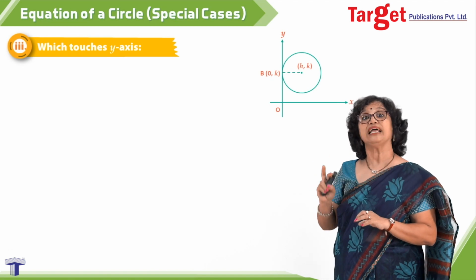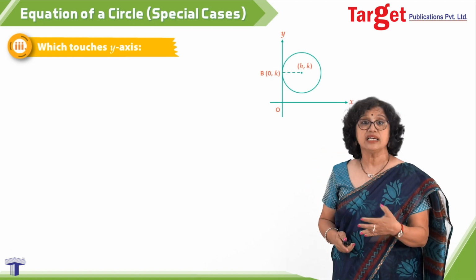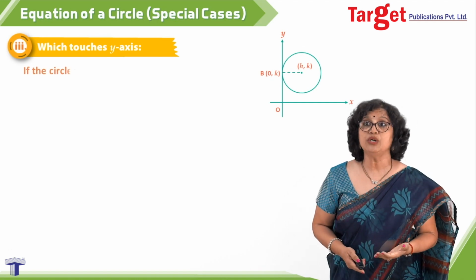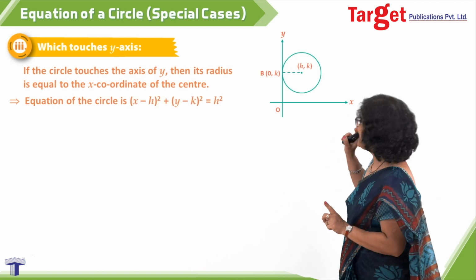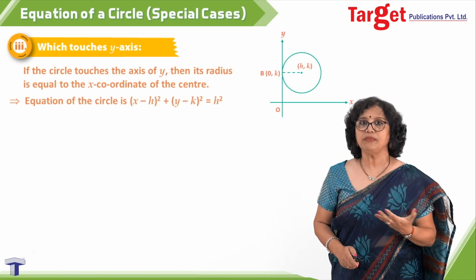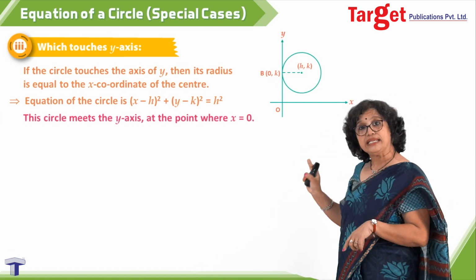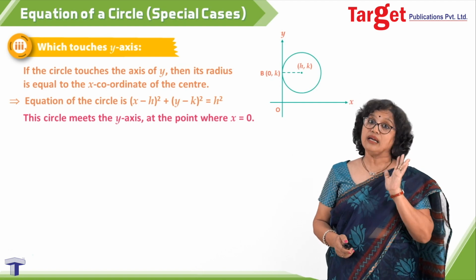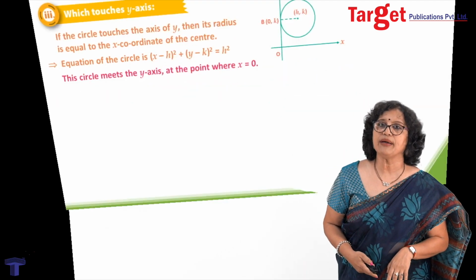What is that h? That is the center's distance from the y-axis. It's the x coordinate, and hence it is nothing but the radius also. So we will be writing the corresponding equation as (x minus h) whole square plus (y minus k) whole square equal to h square. I hope things are now clear to you. And again, the point where the circle meets or touches the y-axis, its x coordinate will always be 0. That you already know.